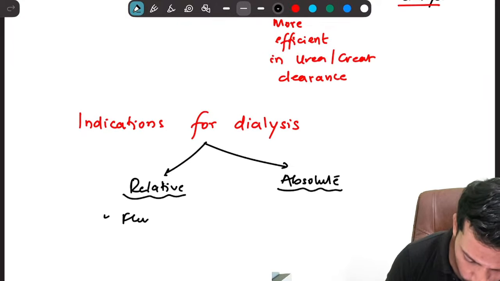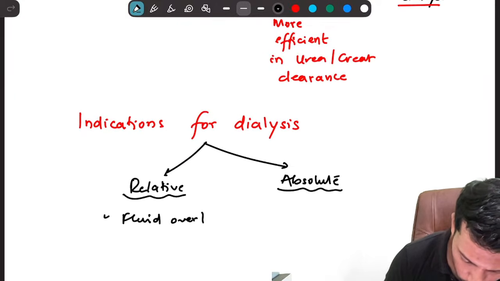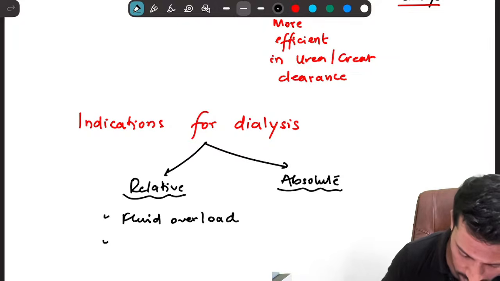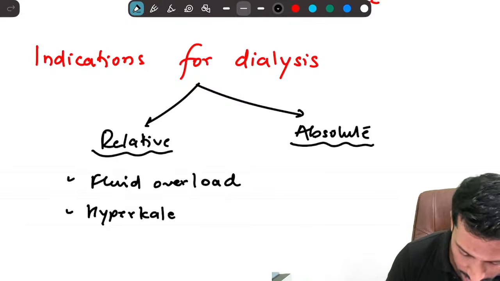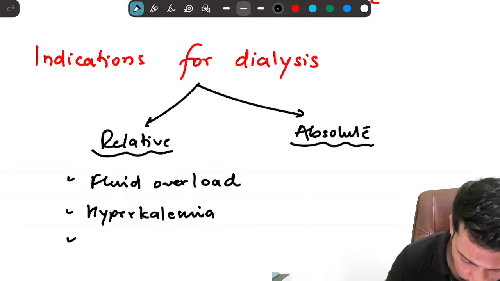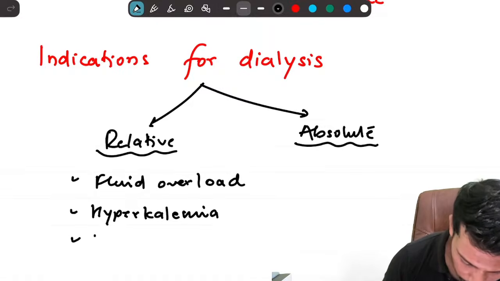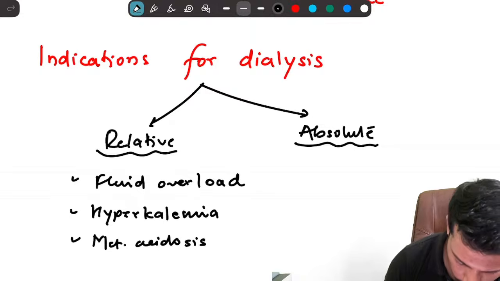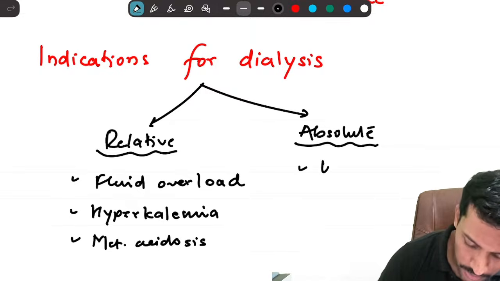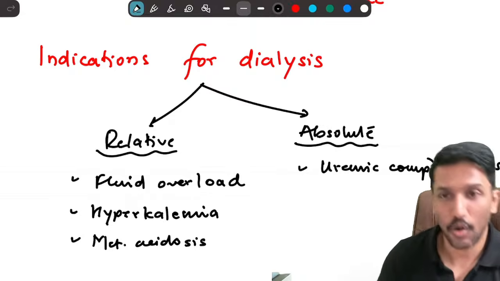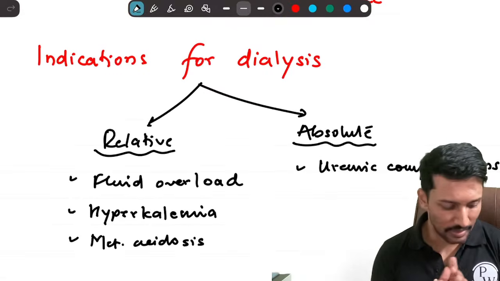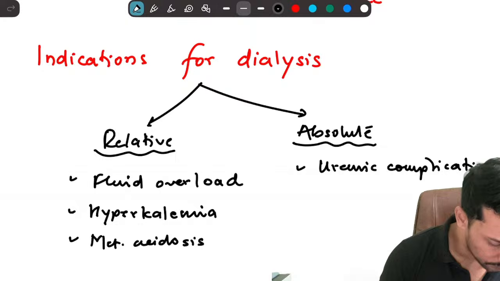Relative indications are fluid overload, when you are not able to manage fluid overload with diuretics. Hyperkalemia, when you are not able to manage it with anti-hyperkalemia measures. Then metabolic acidosis, when you are not able to manage with soda bicarb. But uremic complications like pericarditis, uremic encephalopathy, severe nausea, vomiting, they cannot be managed with conservative modes at all. So it's an absolute indication for dialysis.